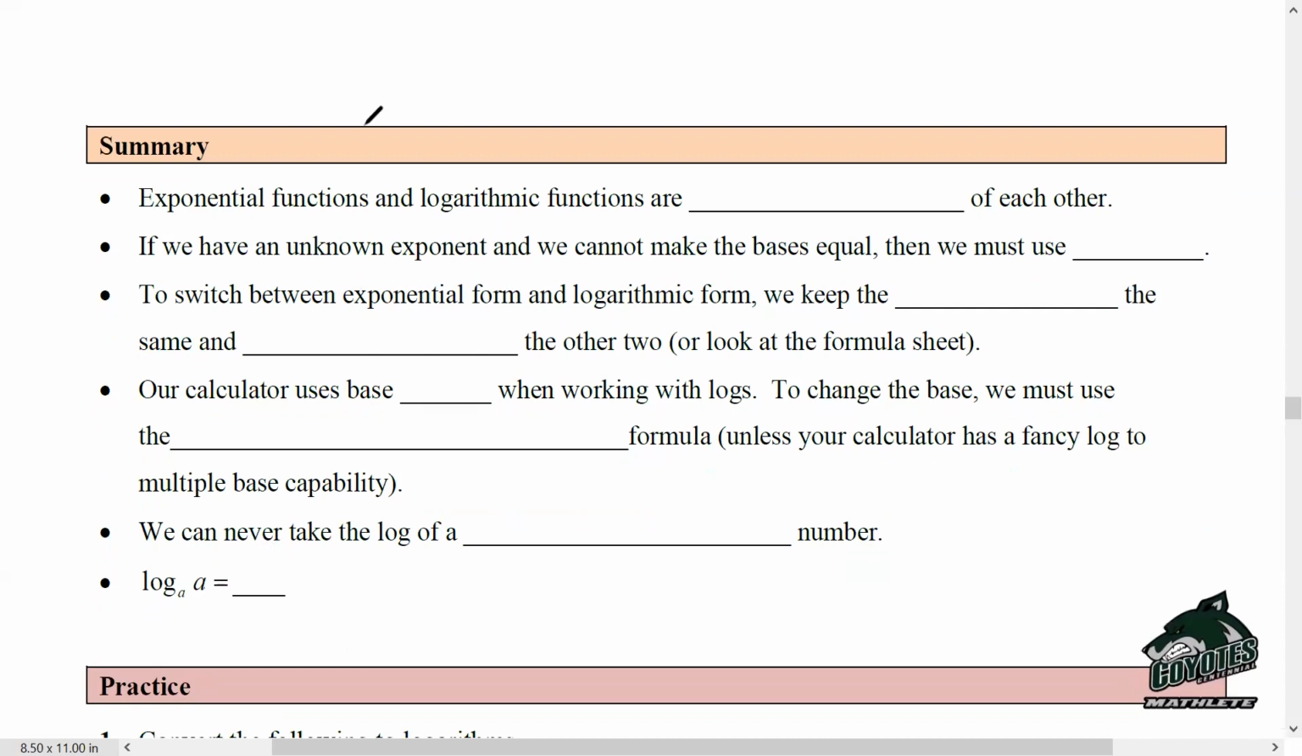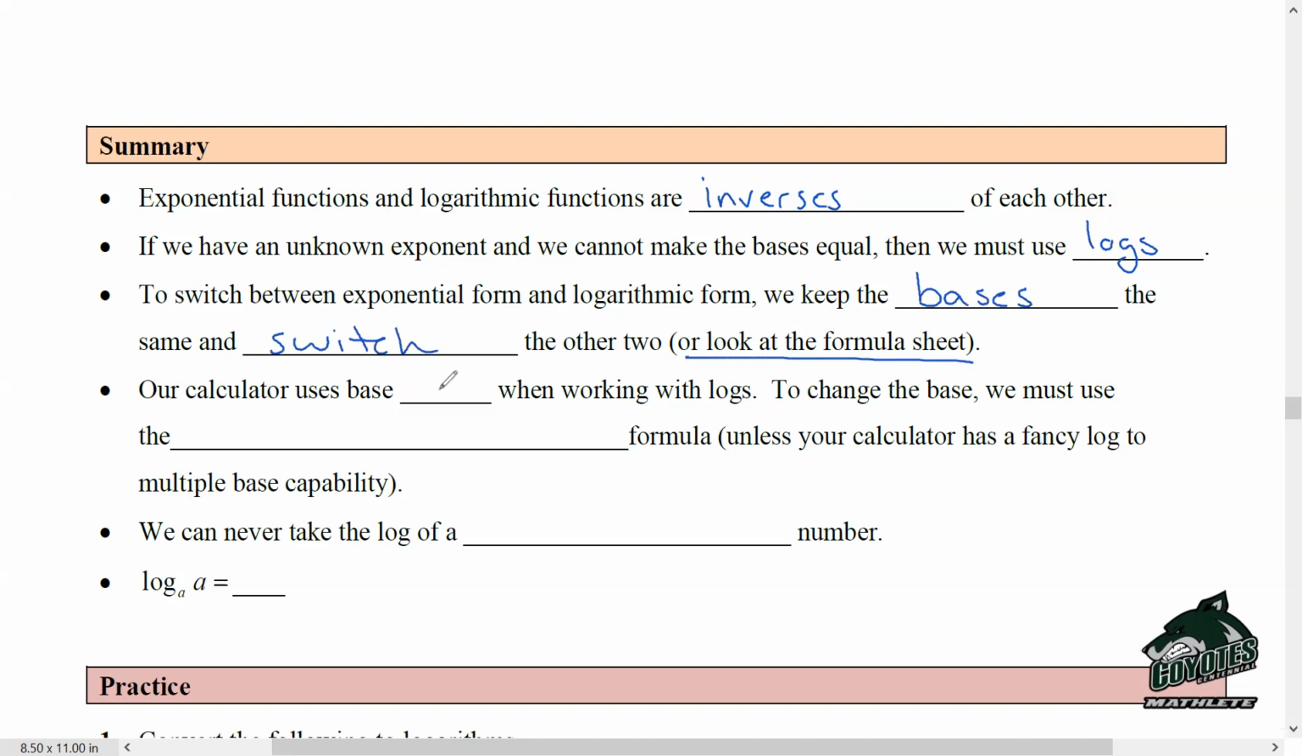Exponential functions and logarithmic functions are inverses of each other, meaning they undo each other, like adding and subtracting, multiplying and dividing, exponentials and logarithms. If we have an unknown exponent and cannot make the bases the same, we must use logs, or we could graph and cheat. To switch between exponential form and logarithmic form, my little expression is we keep the bases the same and switch the other two. Or look on the formula sheet.